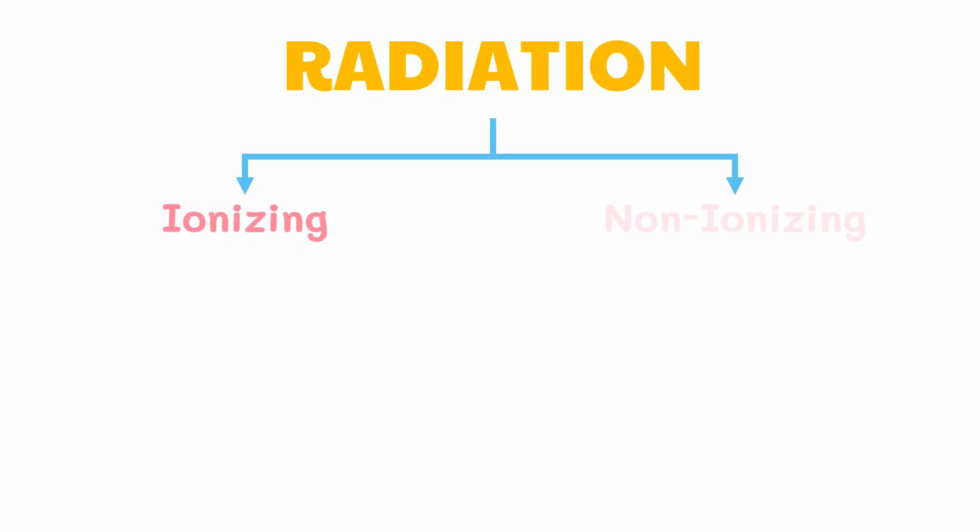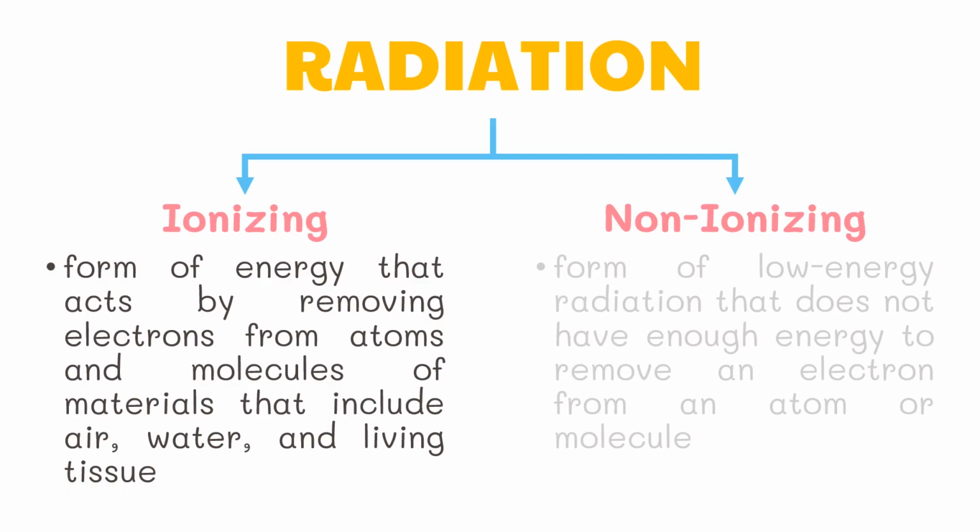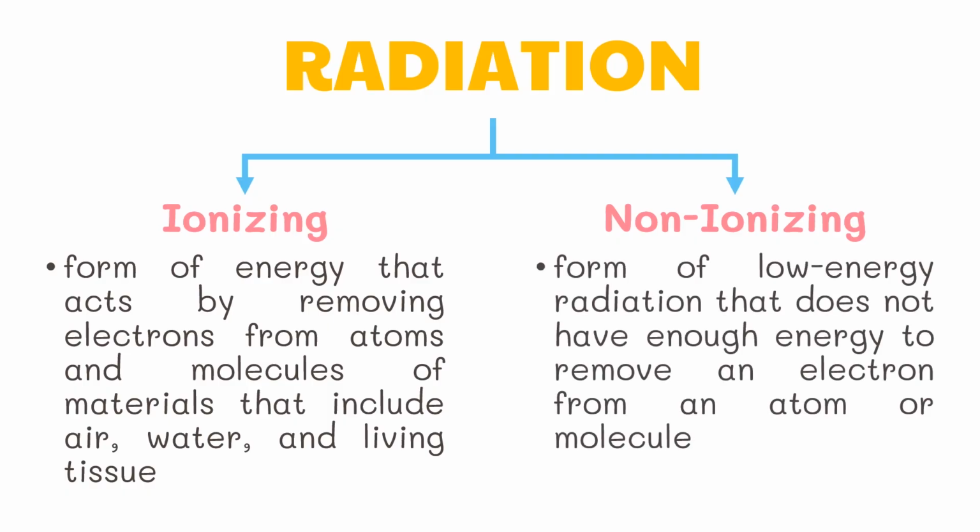Radiation exists all around us, from both natural and man-made sources. It comes in two forms, ionizing and non-ionizing radiation. Ionizing radiation is a form of energy that acts by removing electrons from atoms and molecules of materials that include air, water, and living tissues. On the other hand, non-ionizing radiation is a form of low-energy radiation that does not have enough energy to remove an electron from an atom or molecule. Most types of non-ionizing radiation have not been found to cause cancer.